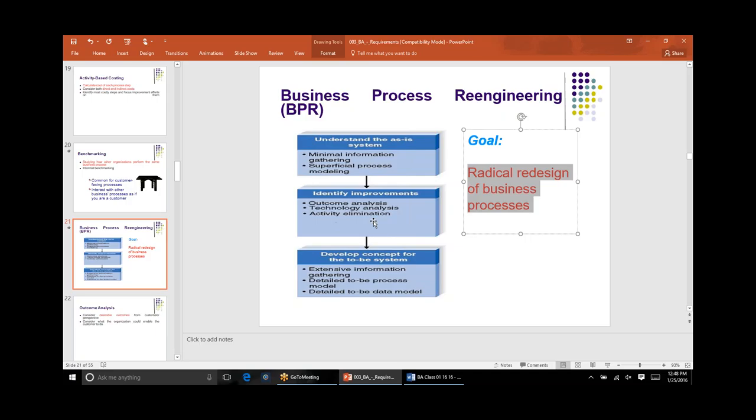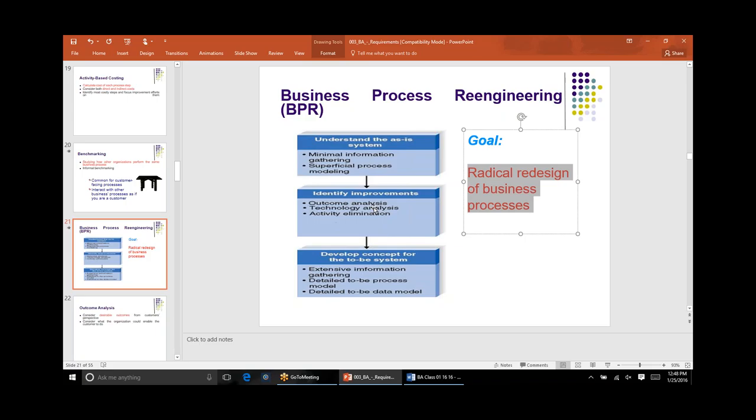And that is where the important point comes into the picture. Radical redesign of business processes. Outcome analysis, technology analysis, activity analysis. Make a note of these three statements.